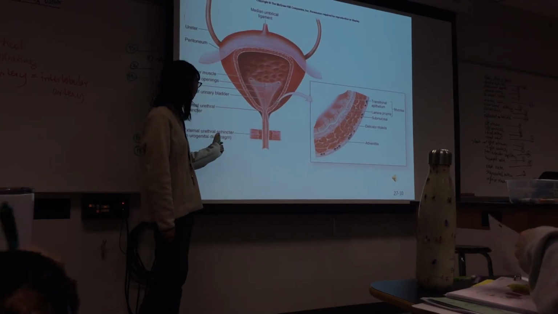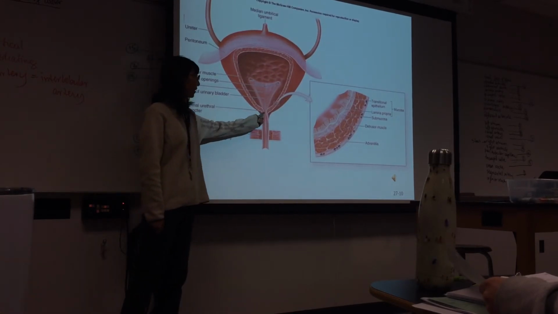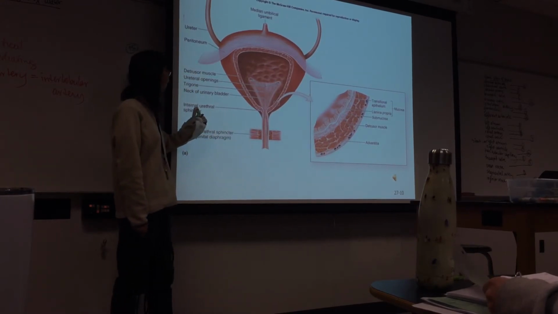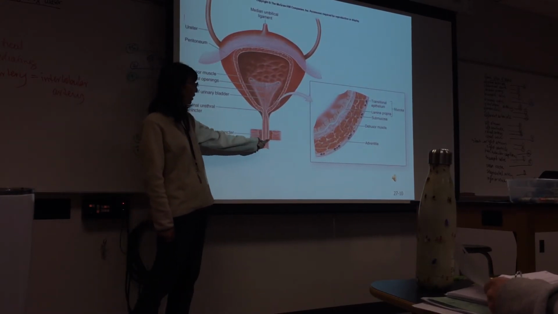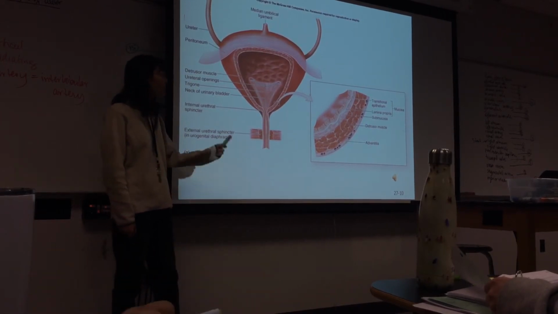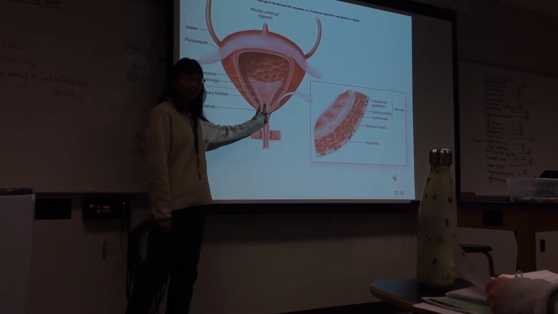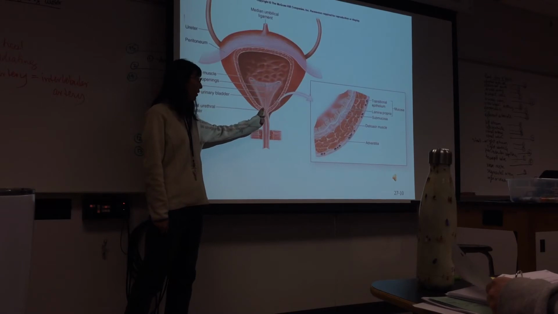External urethral sphincter. Why do they call it external? Because there's an internal, and that's up here. At the base of the bladder, the neck of the bladder, we have an internal, and then a little bit down below it, we have an external. What's the big deal? This is smooth muscle. Does that make sense? Because it's part of the wall here. So this sphincter is smooth muscle.